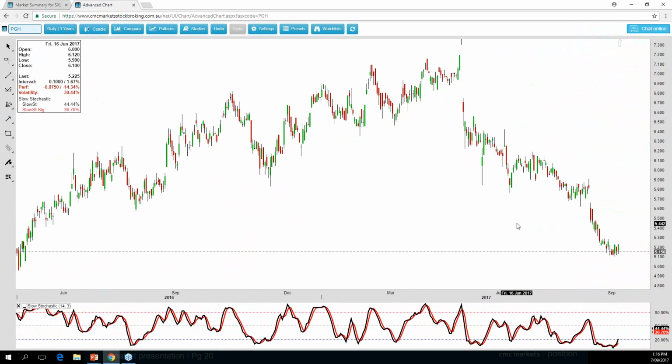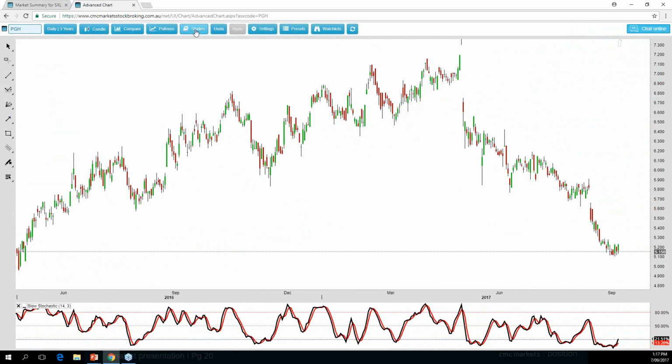Now, this to me, the reason I've got this chart here is that this looks as though we might have a small time accumulation pattern starting here. I often use divergence as a reversal trader with momentum indicators.